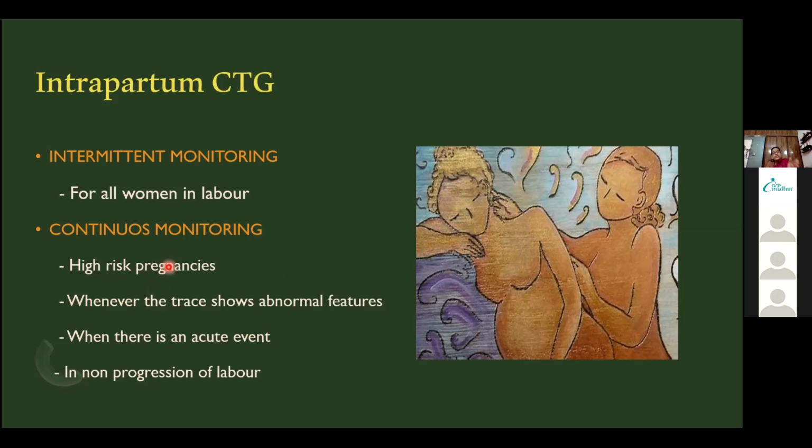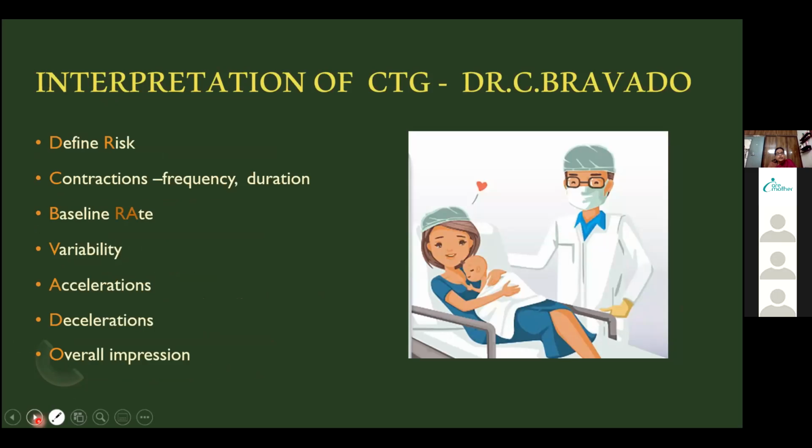Okay. And when there is an acute event, as I said, you do an ARM, suddenly there is a problem, there is a dip in the heart rate. So till the patient is taken, till the theater is ready, you have to put her on continuous monitoring. Or when you give an epidural, you put the patient on continuous monitoring. Or if there is non-progression of labor, you are not happy with the progress, you have induced with gel, then you have given miso, then you have given Syntocinon, still she is not responding, put that patient on continuous monitoring.